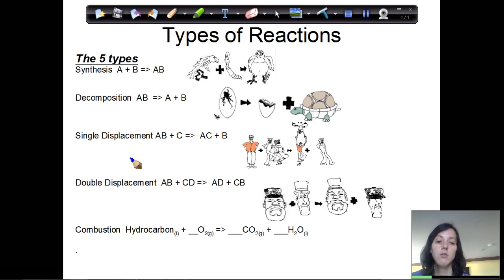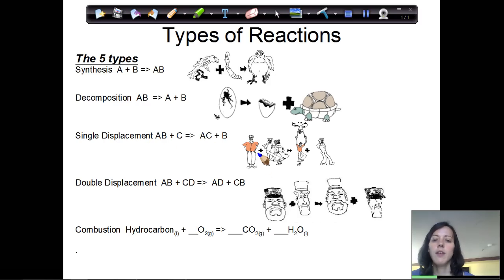The other 2 reactions that are similar to each other are single and double displacement. For a single displacement, we have compound AB reacting with C, and after the reaction is complete, A has now bonded with C and B is alone. So if you look, B and C have switched places. C is more reactive, so it ends up pushing B out, and B ends up being alone.